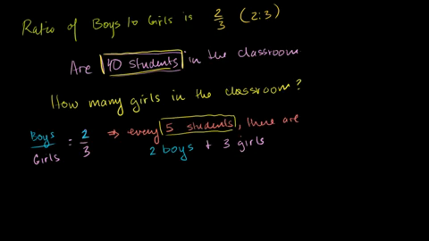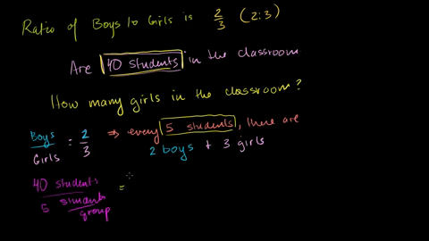Let me do it in this purple color. I have 40 students, and then there are 5 students per group. I figured out that group just by looking at the ratio. For every 5 students, I have 2 boys and 3 girls. So how many groups of 5 students do I have?